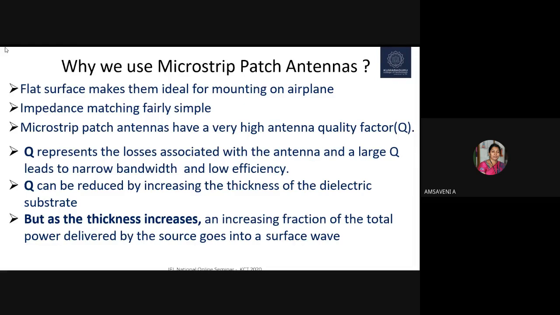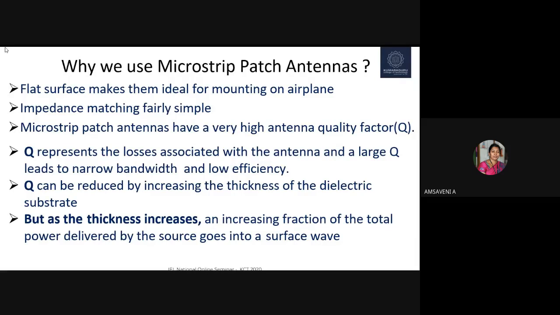The thing is, the quality factor of this microstrip antenna is very high. A high quality factor indicates a narrow bandwidth and low efficiency. We prefer antennas with a low quality factor, but microstrip antennas provide a high quality factor, and this will lead to narrow bandwidth and low efficiency.